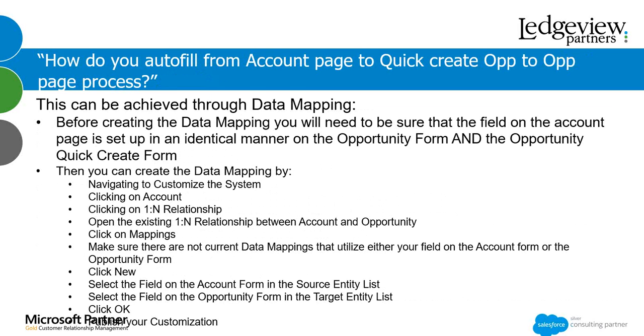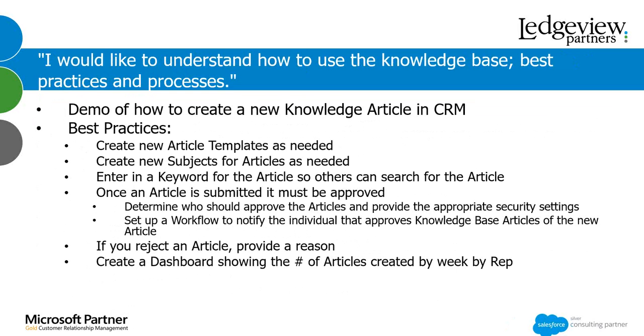Make sure there are no current data mappings that utilize either the account form field or the opportunity form field. Click New, and then on the left-hand side there will be a source entity list. Find the field on the account form in that source entity list, check mark it. And then on the right-hand side will be the target entity list, which will be the opportunity form. Find that field, check mark it. At the end of each list, it'll say the data type for that field. And if one says option set and the other one says option set, you're good to go. Then just simply click OK and then publish your customization. I apologize for that being cut off down there.